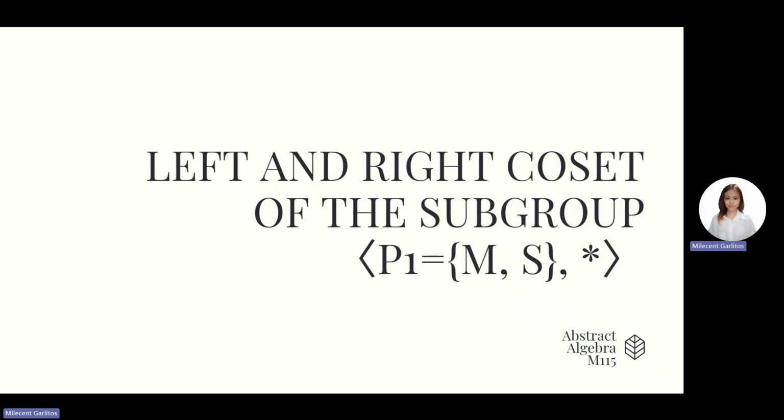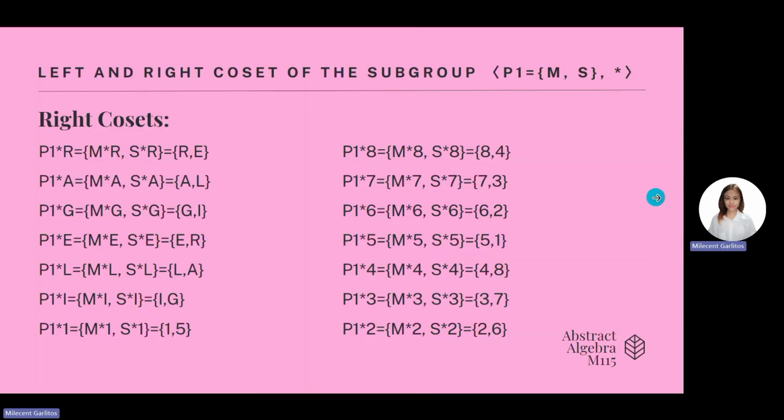Let's start with the left and right coset of the subgroup P sub 1, which is the set of M and S under operation binary star. So the right coset of the subgroup P sub 1 would be here. For the right coset, the P sub 1 would be the proper subgroup that we are going to use. For example, we operate P sub 1 with the element R. It would then be M star R and S star R, so the outcome would be R and E.